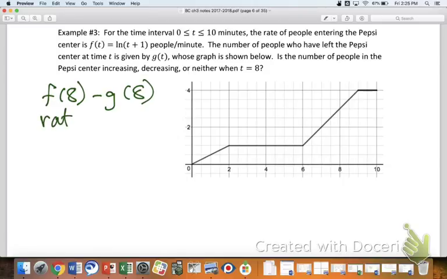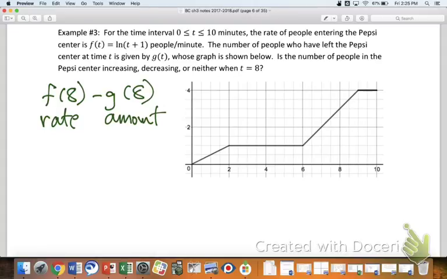F of 8 is most definitely a rate, and that is something that we want to think about. But g of 8 is not a rate. G of 8 is an amount. And so this is apples and oranges, oil and water. These two don't mix. You can't take a rate minus an amount and get anything usable. It needs to be an amount minus an amount or a rate minus a rate or something like that. And so we do want to analyze the rates here to determine if the number of people is increasing or decreasing or neither. So I want to keep that f of 8.